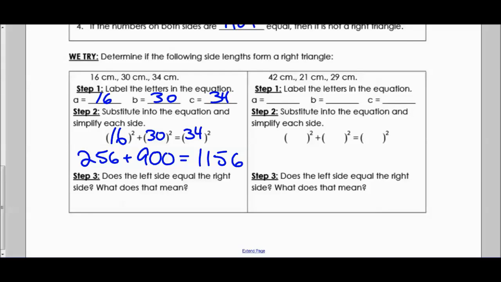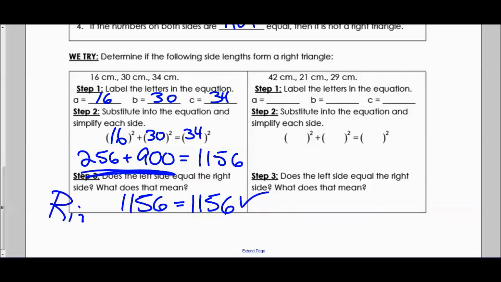We just want to make sure that that's equal. So 256 plus 900 equals 1,156. So that means this is a right triangle.